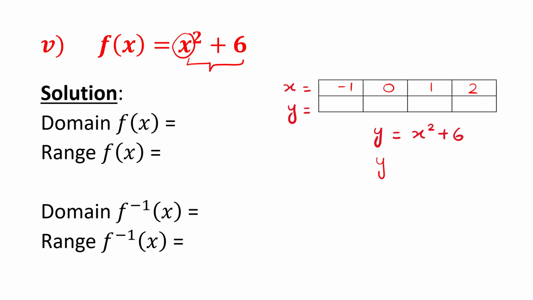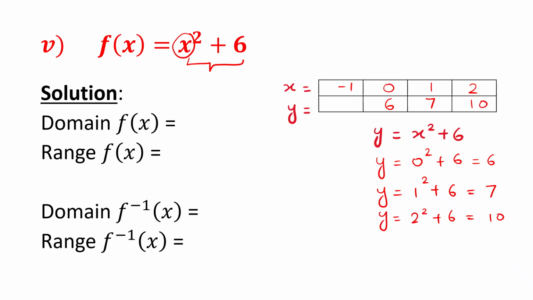When x is 0, the value of y is 6. When x is 1, the answer is 7. When x is 2, the answer is 10. When x is negative 1, the answer is 7. It means whatever the value of x, there is an answer for y. Therefore, the domain of the function is the set of all real numbers.